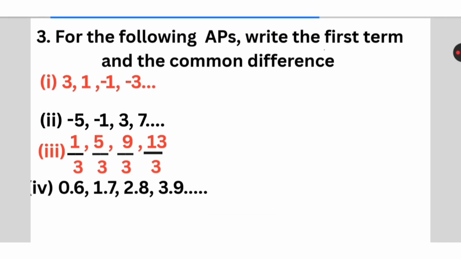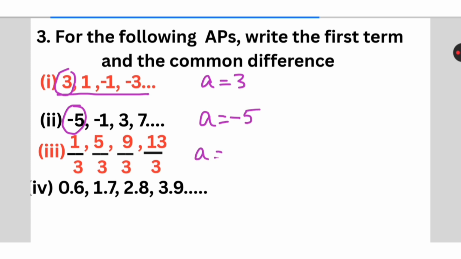The first term, that is very easy. You can see, this is the first term. For this sequence, the first term is 3. So we can easily write 3. And for the second question, the first term is minus 5. For the third question, the first term is 1 by 3. For the fourth question, the first term is 0.6. So we can easily write the first terms.